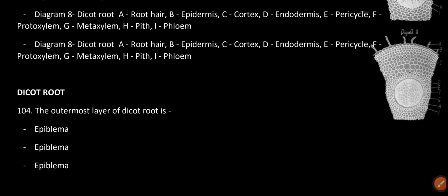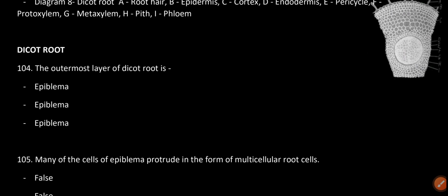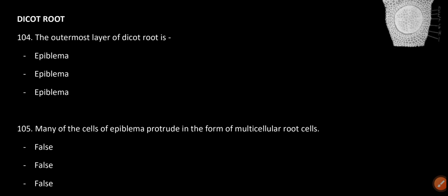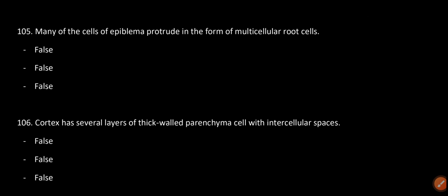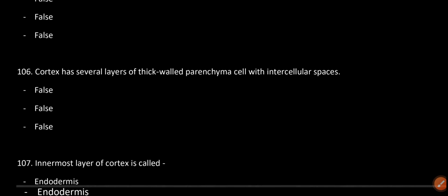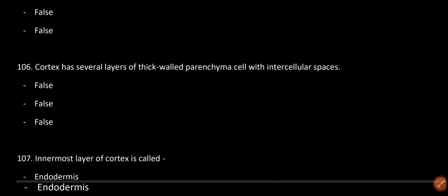Dicot root. The outermost layer of dicot root is epiblemma. Many of the cells of epiblemma protrude in the form of multicellular root cells. False. Cortex has several layers of thick walled parenchyma cells with intercellular spaces. False.